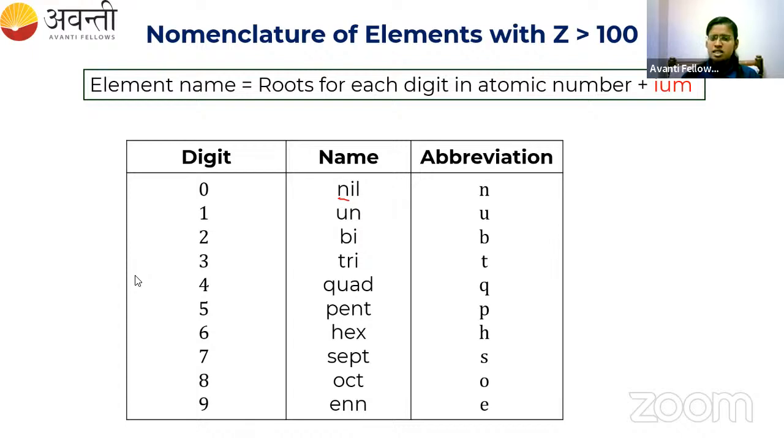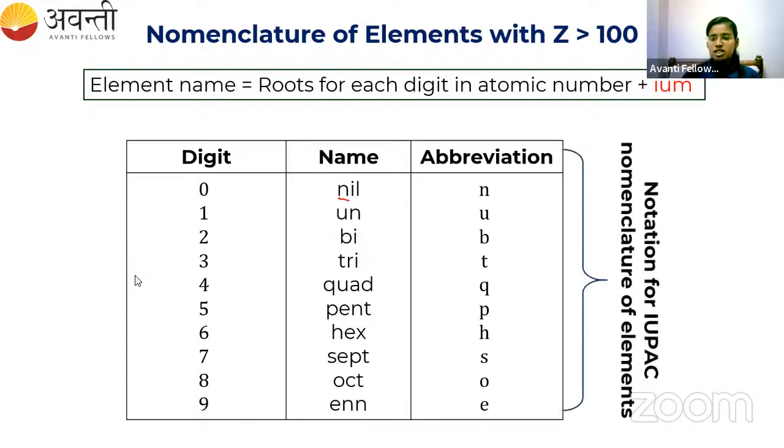And the abbreviation is nothing but the first letter of the name. For nil it is N, for un it is U, for bi it is B, and so on till E. Now this is the notation for IUPAC nomenclature of the elements. This is the rule which you have to follow.